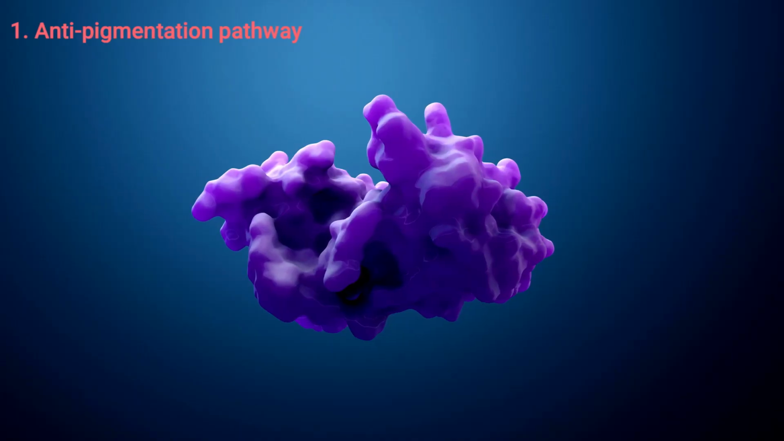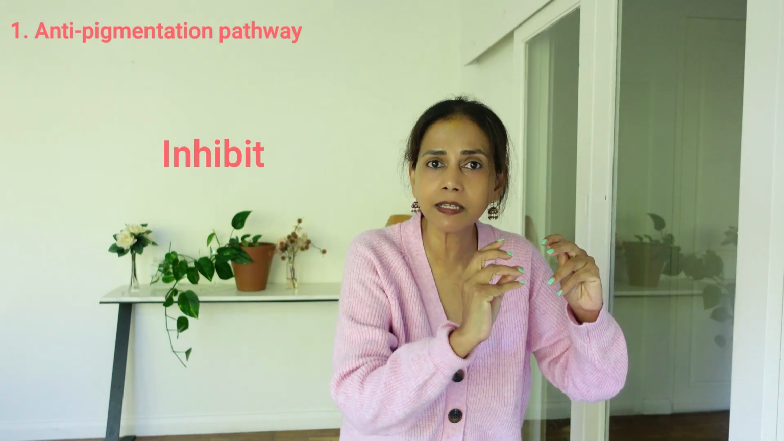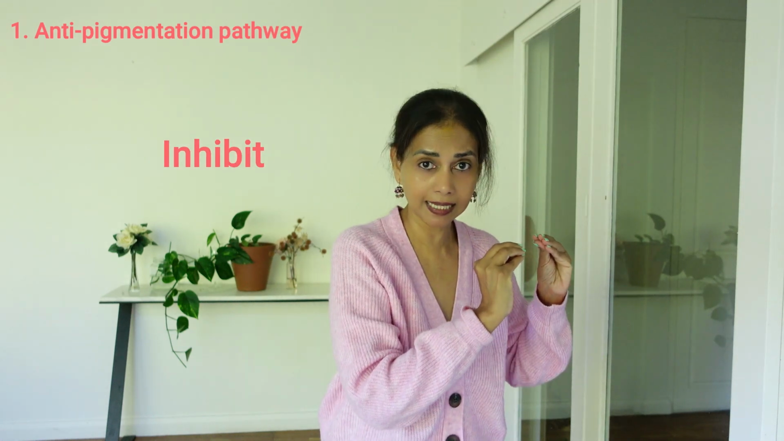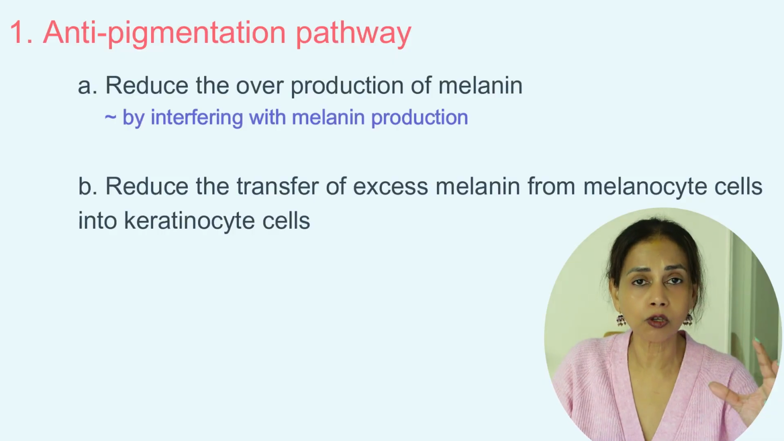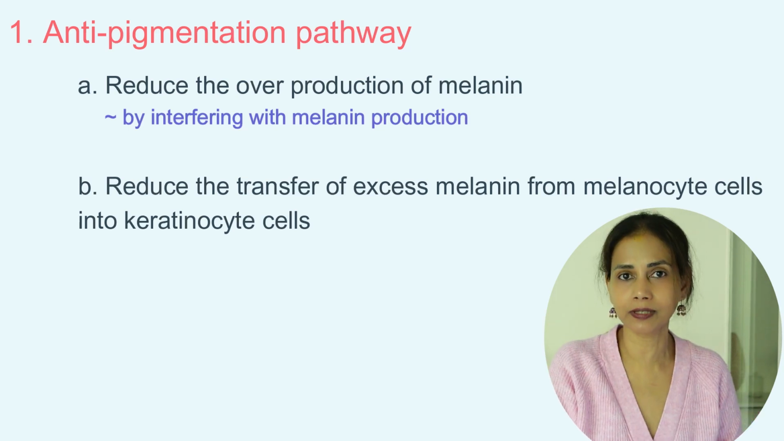An enzyme called tyrosinase is required for melanin production. Some of the skincare ingredients can inhibit the activity of this tyrosinase enzyme. They can make it less effective. When the tyrosinase enzyme becomes less effective, less excess melanin gets produced. So there is a whole range of skincare ingredients which target the tyrosinase enzyme.